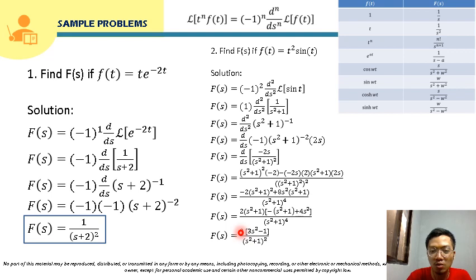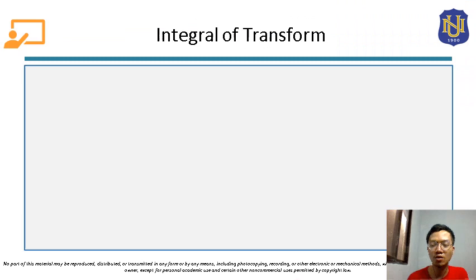So this will become 2 times (3s squared minus 1) over (s squared plus 1) cubed. So this will now become the answer for this. Okay, so we will now proceed to the next theorem, which is the integral of transform.